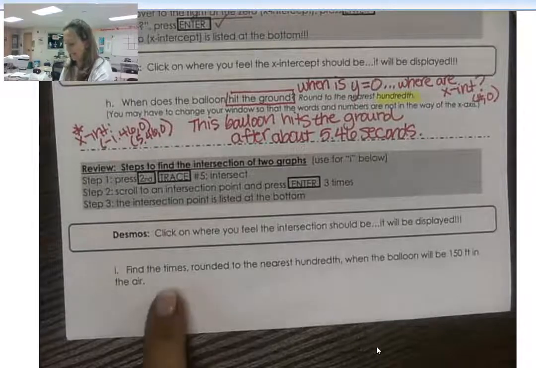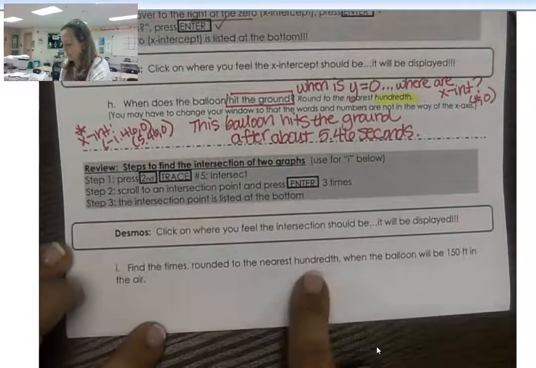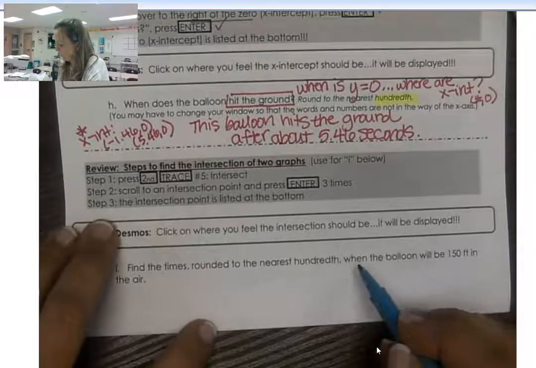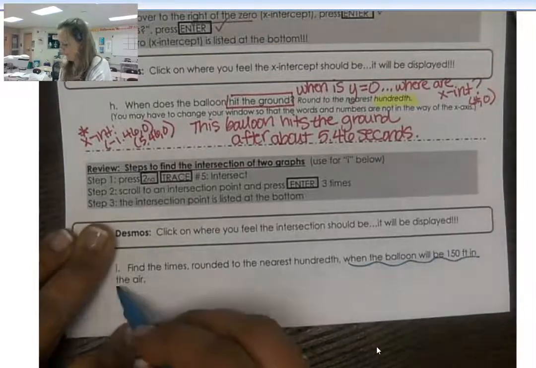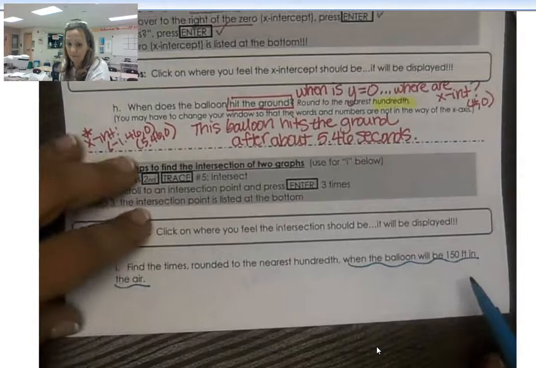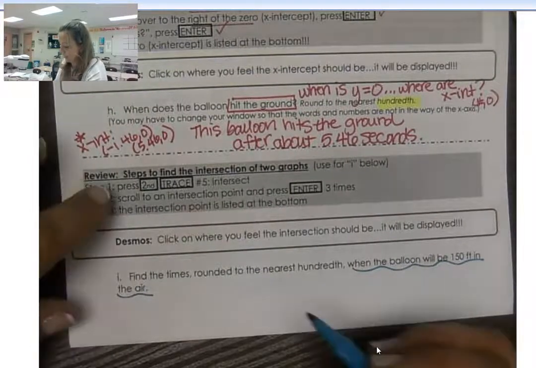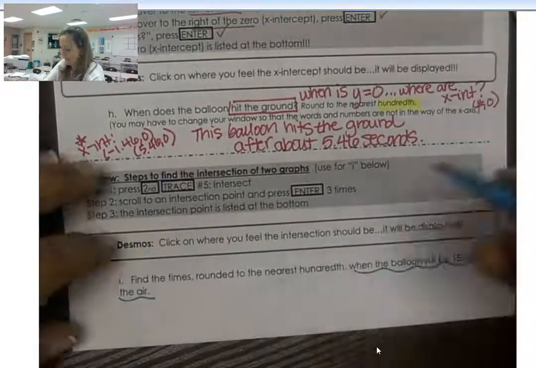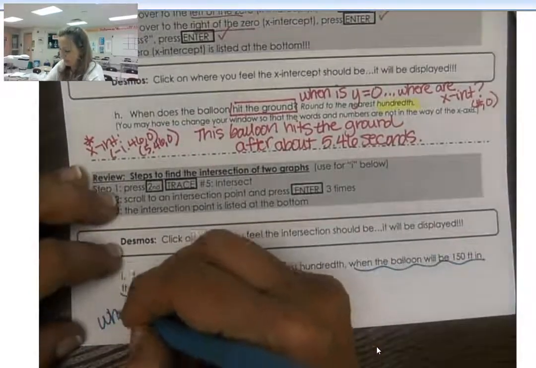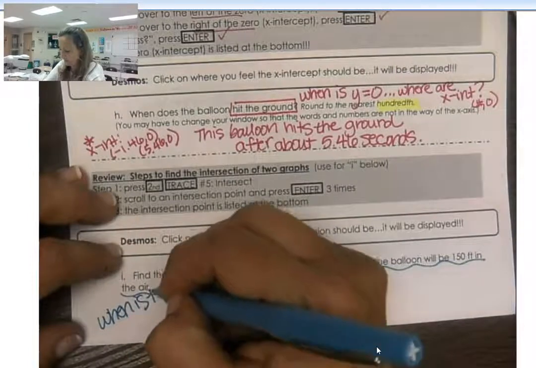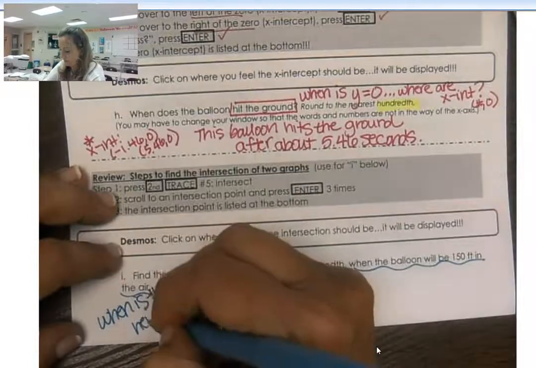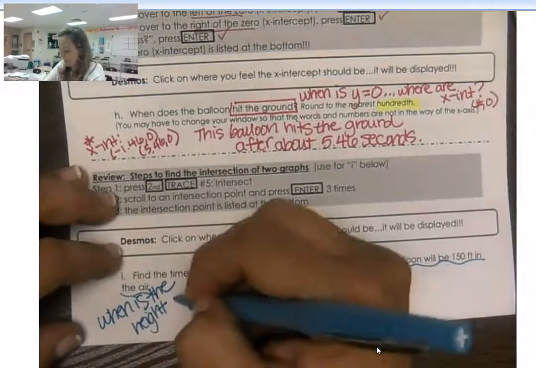This wants the times rounded to the nearest hundredth when the balloon will be 150 feet in the air. So what is this question really asking? This question is really asking, when is the height 150 feet?